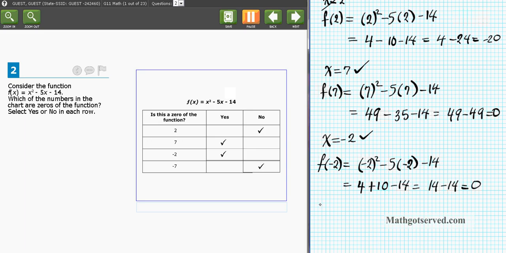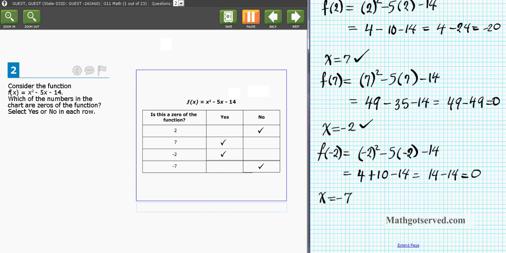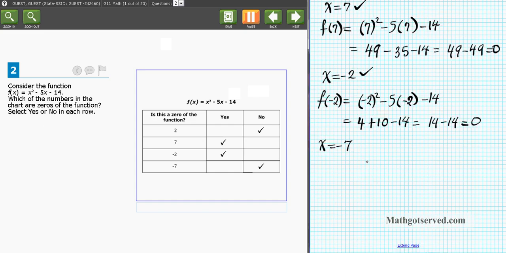Last but not the least is x equals negative 7. You see how arduous this process is? You actually have to check all the options in order to arrive at a solid conclusion. Had it been you factored like in method 1, you only get the answers and you know the other ones are inaccurate.